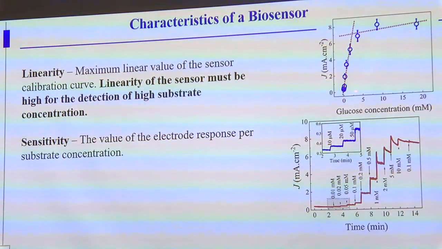Here we have a concentration from 0.1 millimole to, for example, 20 millimole. But within this domain, we have two lines. One is the straight line here, the second is the straight line here. So this sensor is not a good example because it doesn't follow linearity in a wide range. A good sensor should possess linearity in a wide range.